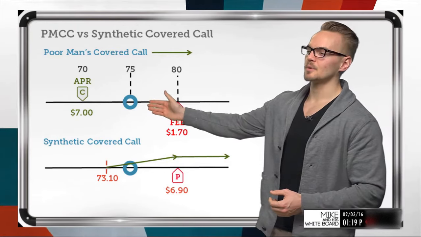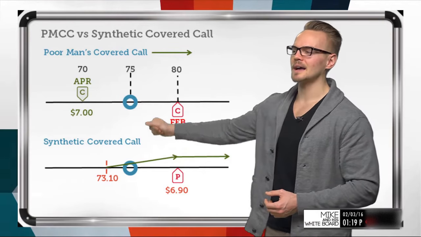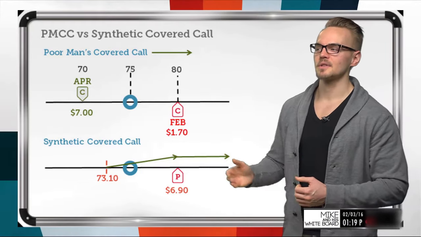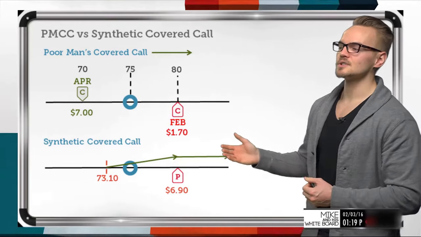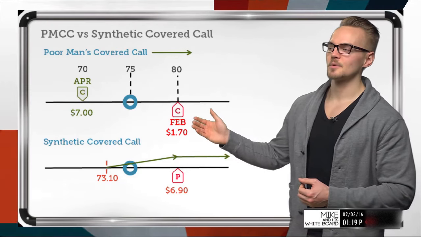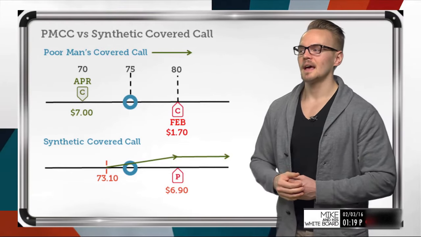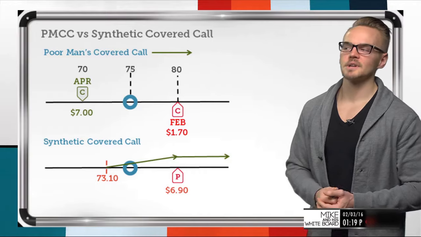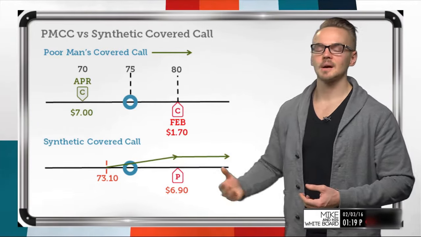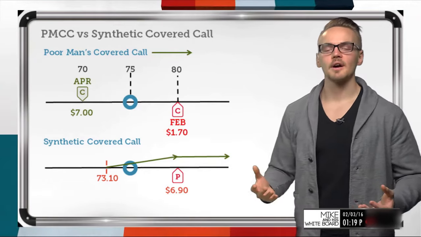So in this example, we would be looking at a stock price of 75, and we'd be looking to buy a call in the money. So let's say we looked at the April option, and that was worth $7. And we're looking to reduce our cost basis by $1.70 by selling the February call at the 80 strike. So we've got ourselves a nice diagonal spread here, and it's considered a poor man's covered call because instead of buying shares outright at 75, which would take up a lot of capital, we're replacing that with an in-the-money call with a pretty far out expiration date.